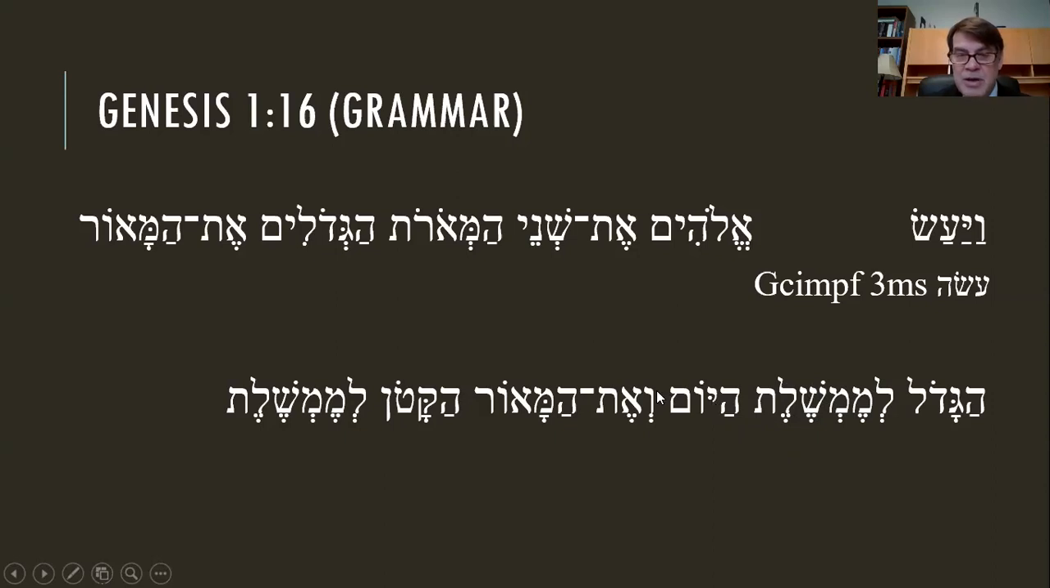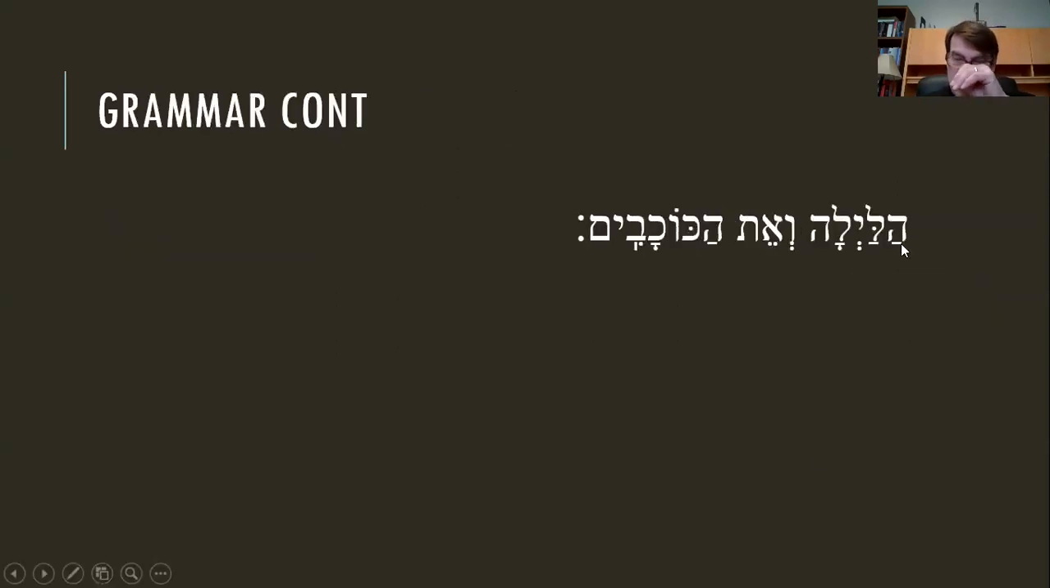Hepatok doubling is there, and the other, as it were, small light, katon, hamaor hakaton, both have the article on it, so they agree in definiteness. Hepatok doubling. They're both masculine, I assume, even though there's nothing particularly telling you that, and they're both singular. Lamemshelet, again, for the ruling of, construct, the night, hepatok doubling, the night. And direct object marker, he created the stars, hepatok doubling.